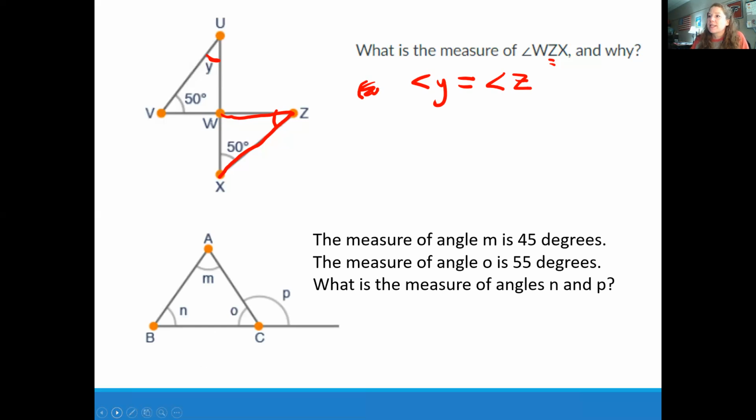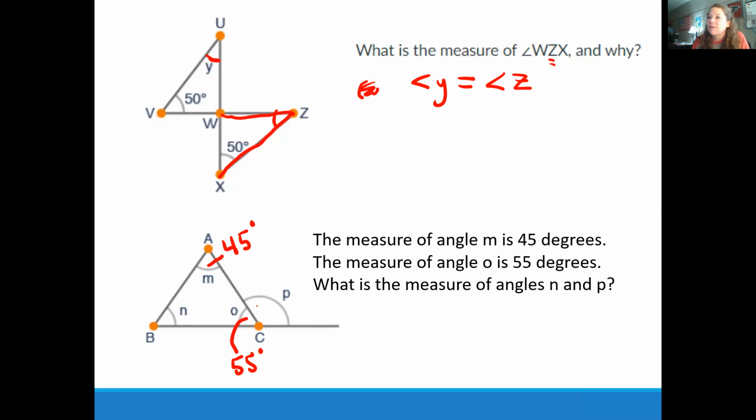All right, so this is one of those exterior angles. Remember I told you angle P is equal to N plus M because it's an exterior angle to this triangle. So the statement says the measure of angle M is 45 degrees. And this isn't drawn to scale, of course. The measure of angle O is 55 degrees. What are the measures of angles N and P?